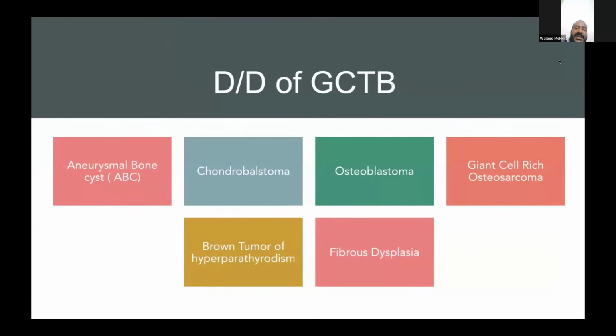So what are the differential diagnoses of giant cell tumor? We can have aneurysmal bone cyst, chondroblastoma, osteoblastoma, giant cell-rich osteosarcoma, brown tumor of hyperparathyroidism, and fibrous dysplasia. Of course, there are many other differentials, but these are the main ones that confuse us with giant cell bone tumor on X-ray appearance.